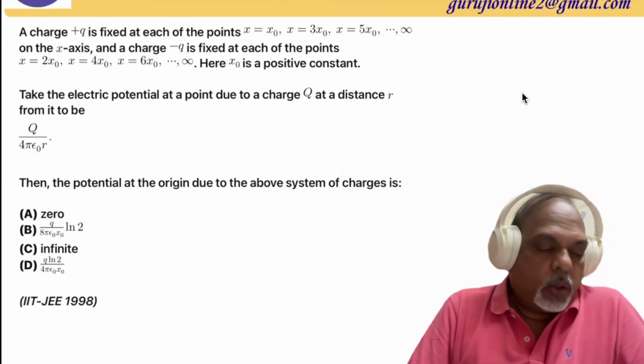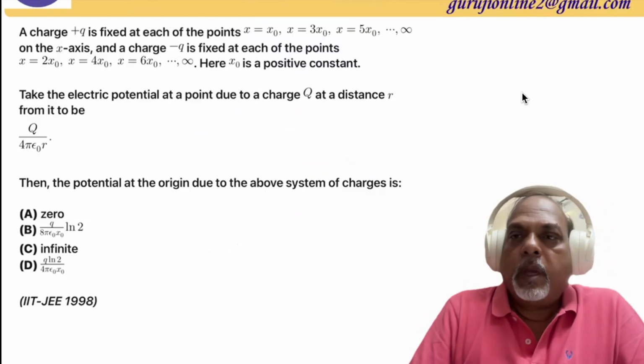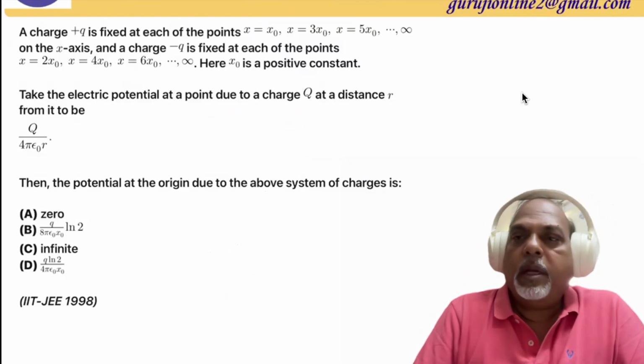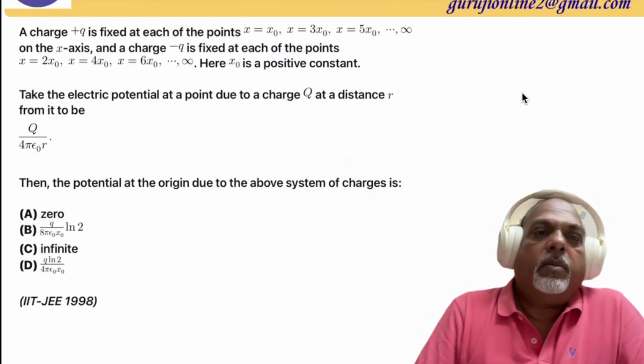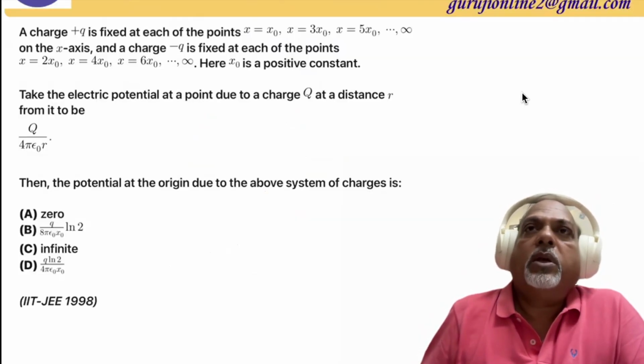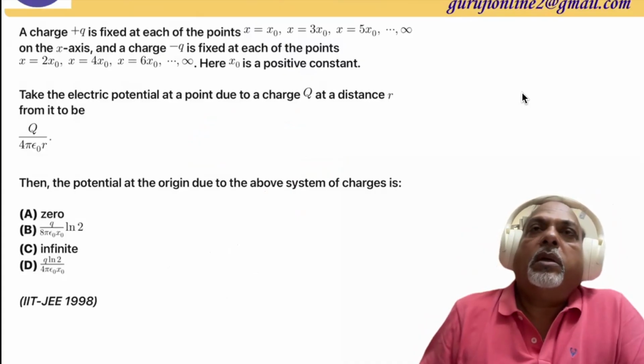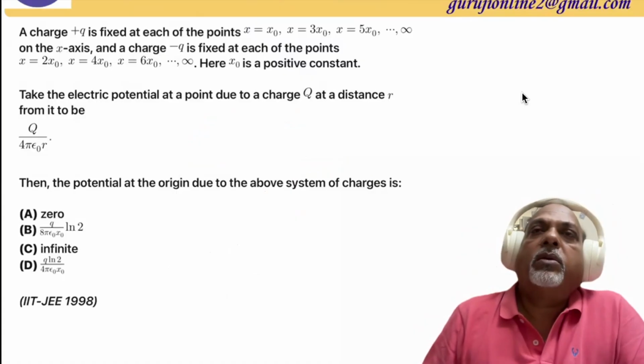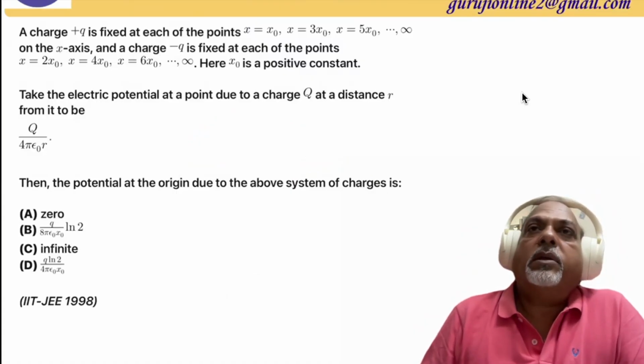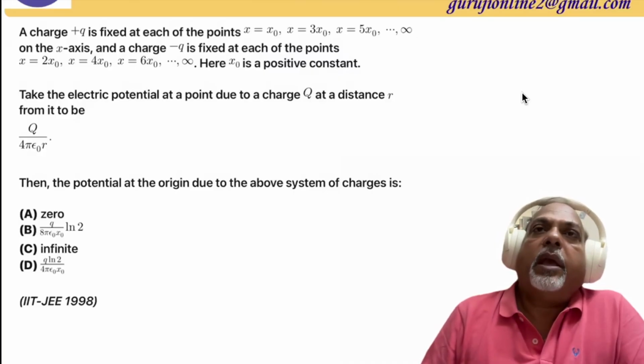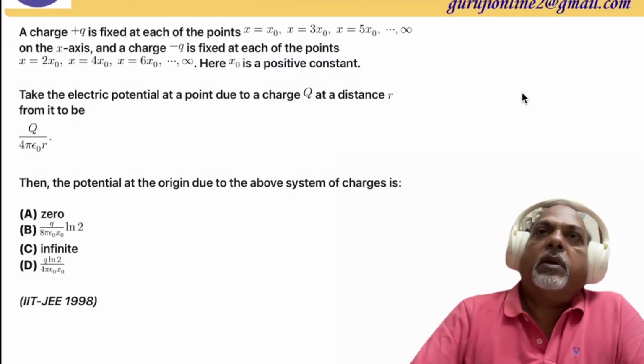So this is another problem which has come in 1998. This problem says a charge plus q is fixed at each of the points x is equal to 0, x is equal to 3x0, x is equal to 5x0 on the axis, and minus q charge is fixed at x is equal to 2x0, x is equal to 4x0, like that. Here, x0 is a positive constant.